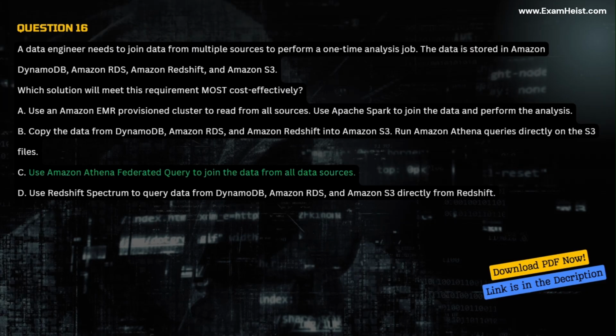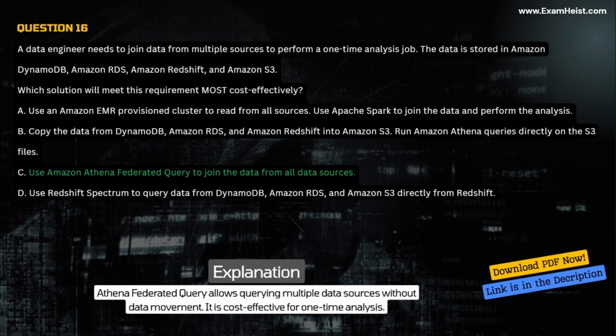Correct answer, C. Use Amazon Athena Federated Query to join the data from all data sources. Explanation. Athena Federated Query allows querying multiple data sources without data movement. It is cost-effective for one-time analysis.